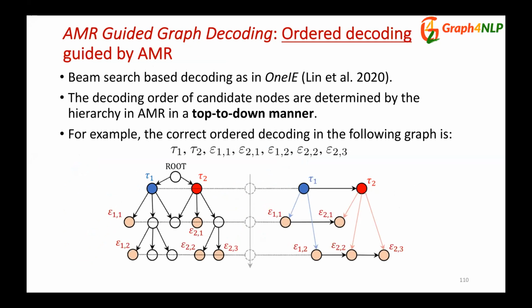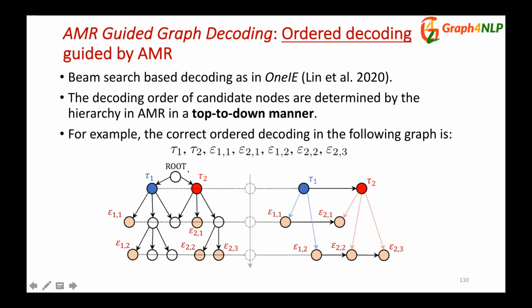So why is that important? Because sometimes you will see an event trigger and an entity that are far away from each other in the sequence, but in this graph structure they are maybe just neighbors, because the graph structure can help us compress wide context. So the idea is to do top-down decoding instead of left-to-right decoding.